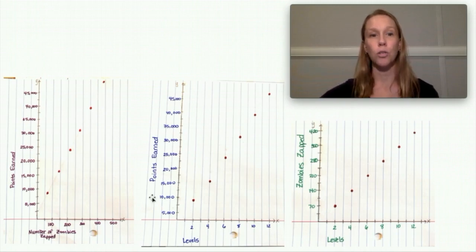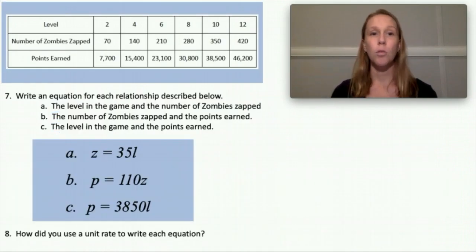Now, some of these larger numbers might be more difficult to see. These are just my examples that I did on notebook paper of the graphs. And numbers 7 and 8 is time to write the equation for each relationship. And you might notice I went ahead and put the answers on here. You can use any variable you want, but I used L for levels, Z for zombies, and P for points.